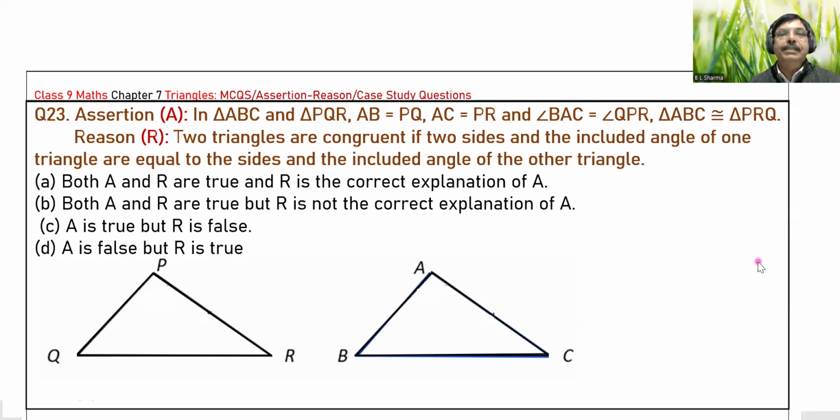Assertion: in triangle ABC and triangle PQR, it is given AB is equal to PQ, AC is equal to PR, angle BAC is equal to angle QPR. It is given. That is why by SAS congruency rule, triangle ABC is congruent to triangle PQR.